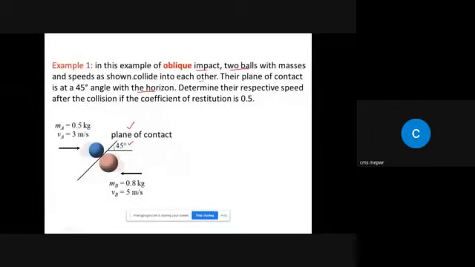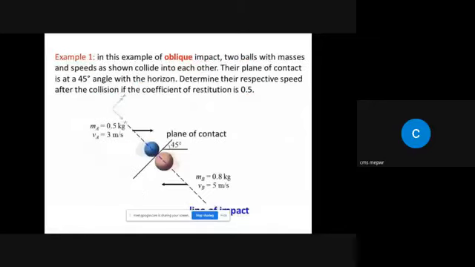What we need to do is find their respective speeds, that is VA2 and VB2, if the coefficient of restitution is 0.5. As I told you, the E that you will observe during a problem will be between 0 and 1, so over here we have the value 0.5. The plane of contact in this case is inclined, and the line of action in this case will be perpendicular to this one over here. Okay, so let's draw our free body diagram.